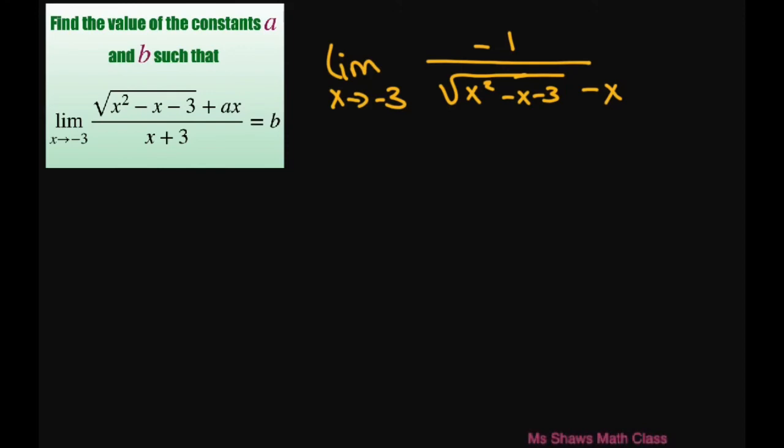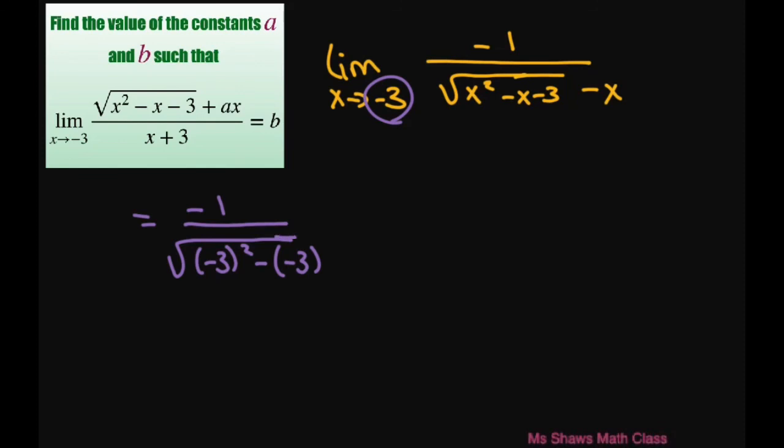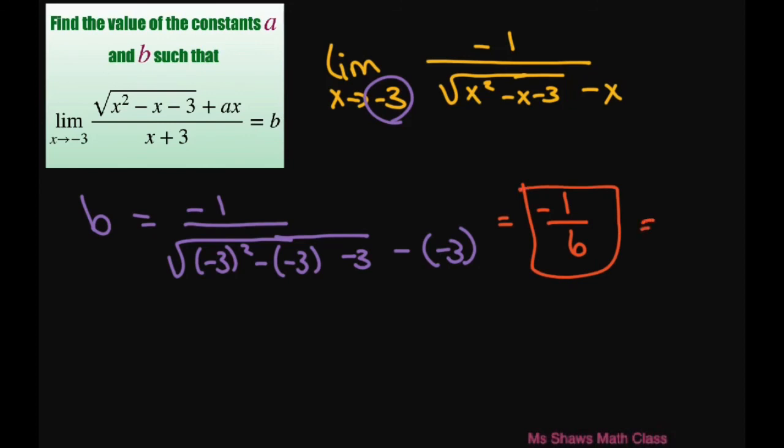So let's evaluate at -3. This is going to equal -1 divided by square root of -3 squared minus negative 3, minus 3, and then we still have minus a negative 3. And again, all of this is going to equal your b, and this is going to equal negative 1 divided by 6. So that is your b, and our a was 1.